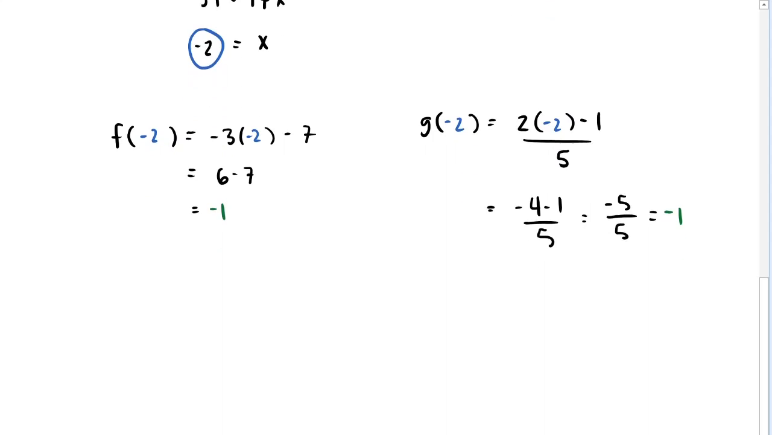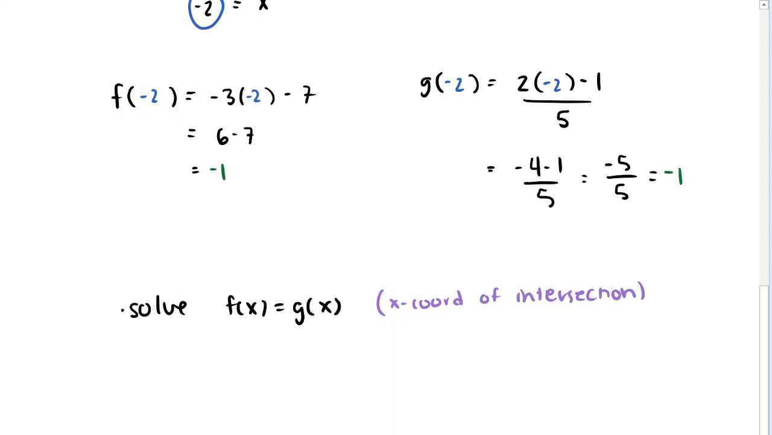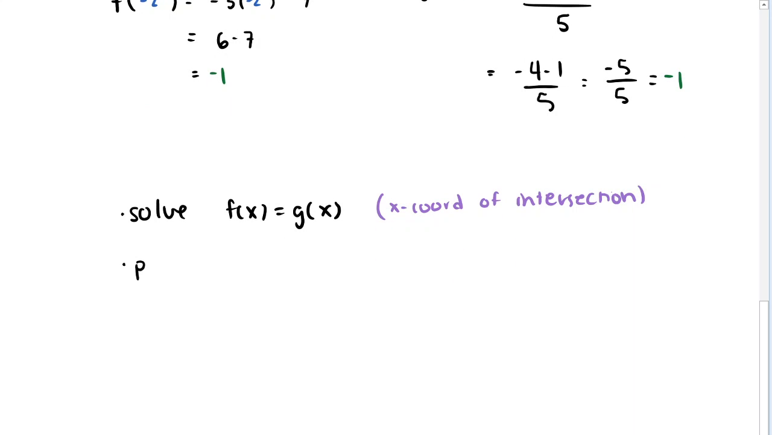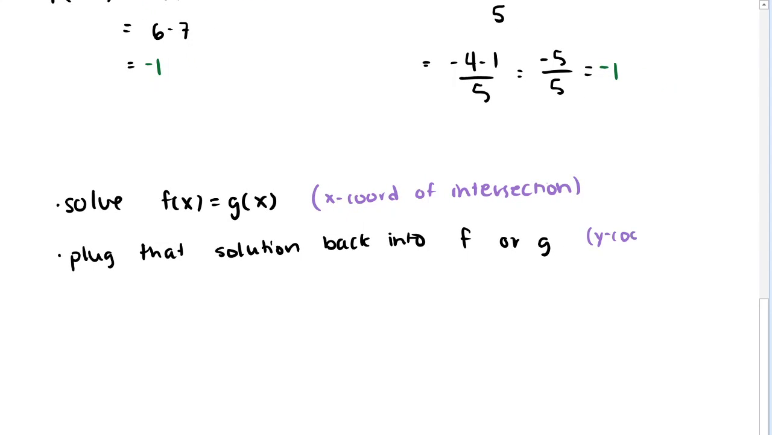And so in general, if we want to find a point of intersection, what we want to do is solve the equation f of x is equal to g of x. Right, this finds us an x-coordinate for this point of intersection. And then we want to plug that solution back into f or g. And what this does is it finds the y-coordinate. This gives us back the output coordinate.